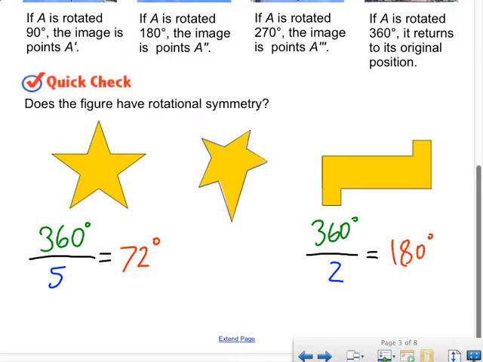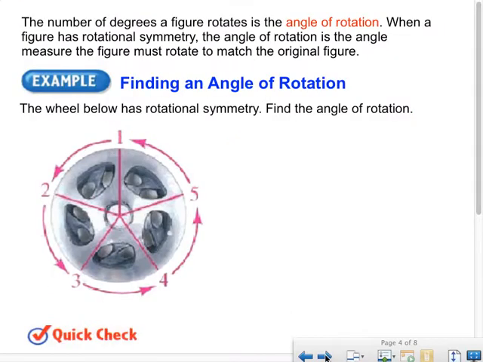Okay, any questions? Pretty easy. So the first one, yes, we have rotational symmetry, the second one, no, and the third one, yes. All right. So the number of degrees a figure rotates is the angle of rotation. When a figure has rotational symmetry, the angle of rotation is the angle measure the figure must rotate to match the original figure.